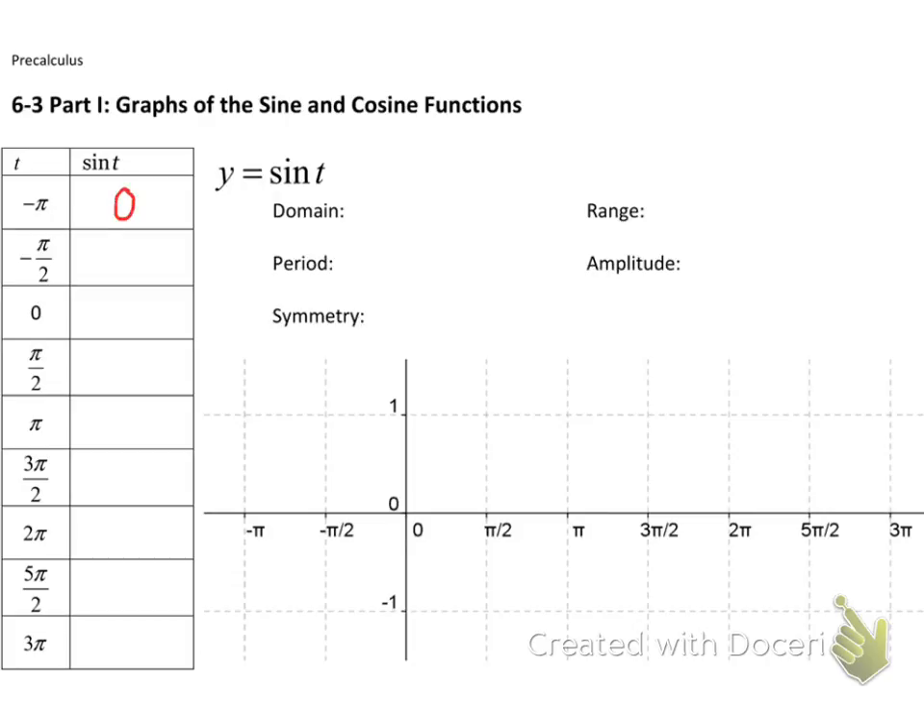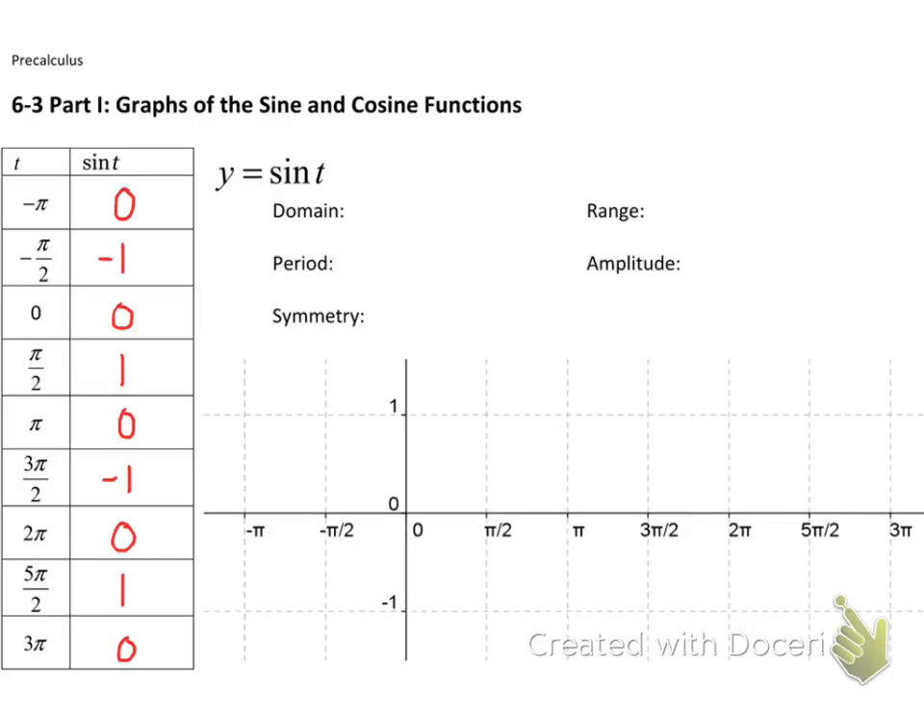At negative pi over 2, negative 1. At 0, sine is 0. Pi over 2, positive 1. Pi, 0. 3 pi over 2, negative 1. 2 pi, 0. 5 pi over 2, 1. And 3 pi is 0.